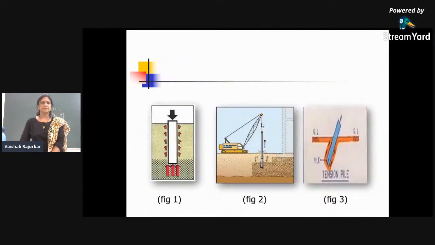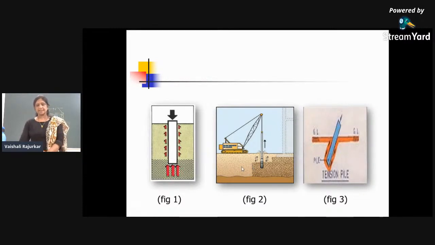Here you can see this is figure 1, where the piles are used to transfer the load of the superstructure to the hard strata. Here you can see the opposite reaction coming from the periphery as well as from the tip of the pile, right? Then the other is the compaction pile.